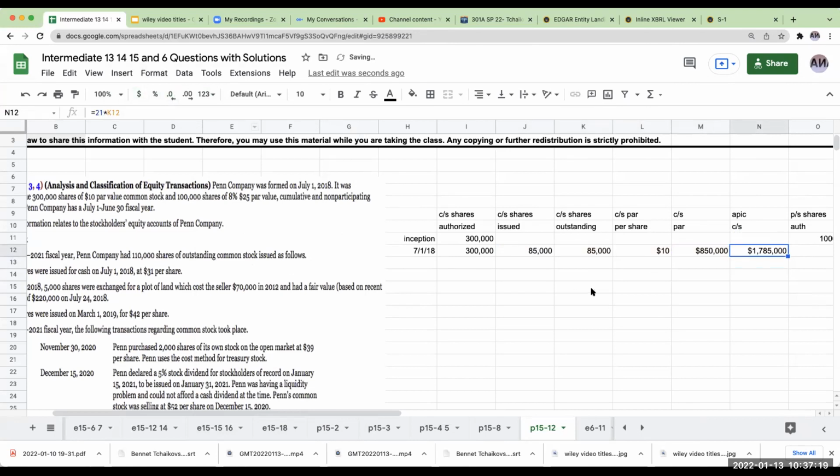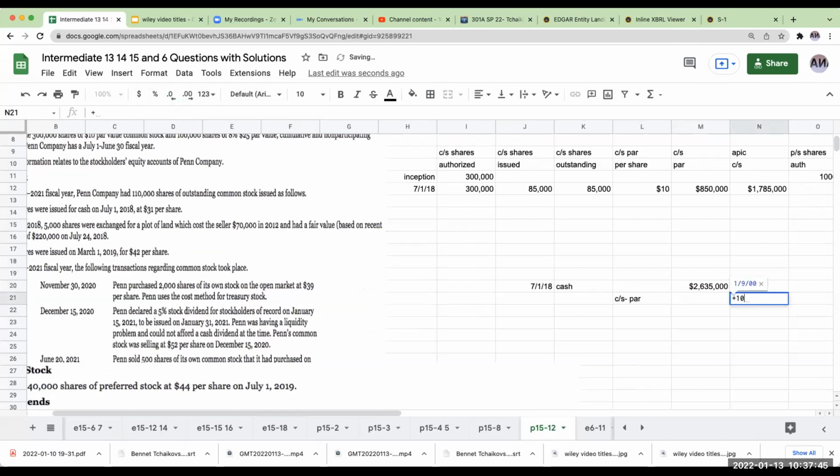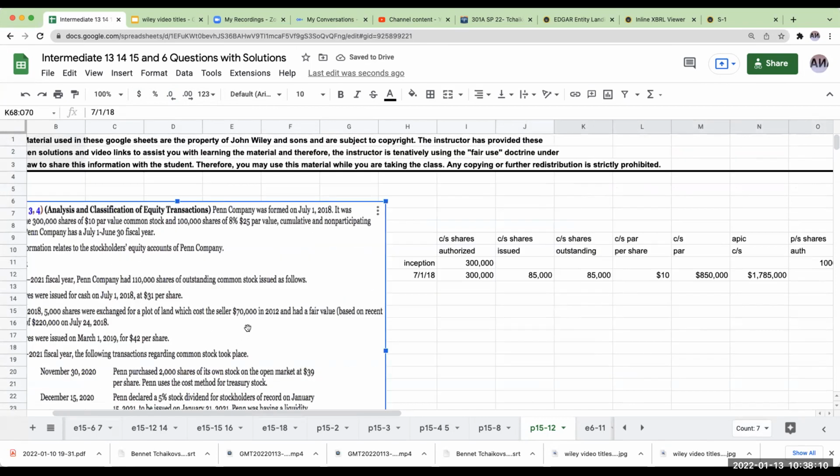Let's change this to this. Okay, so let's just make sure that we did this correctly. If I was doing this as a journal entry on 7/1/18, I'm getting cash of 31 times 85,000, or 2,635,000. I'm crediting common stock at par. This is going to be for 10 times 85,000. And then the difference is going to go to additional paid-in capital common stock, or 1,785,000. Okay, so let's go ahead and put this down over here. So that's how we came up with that first one.